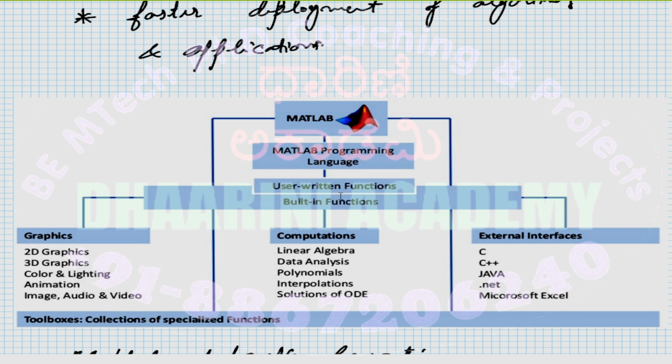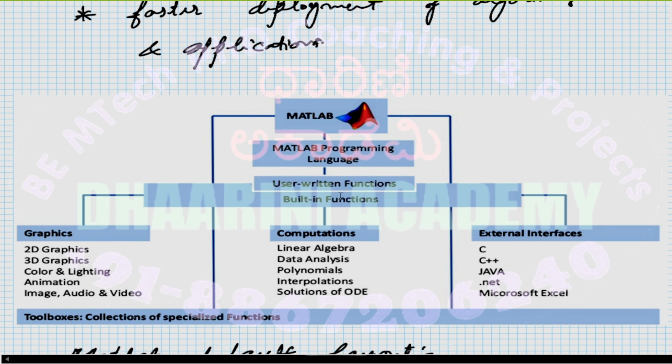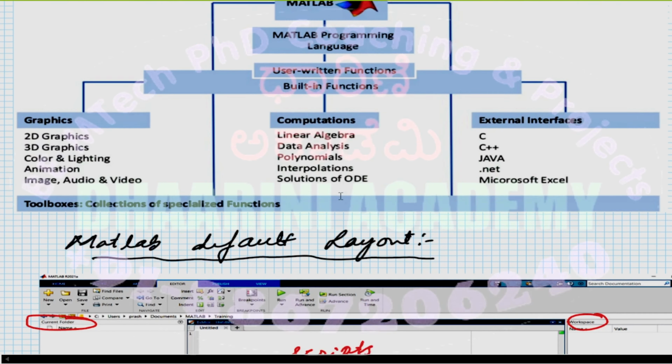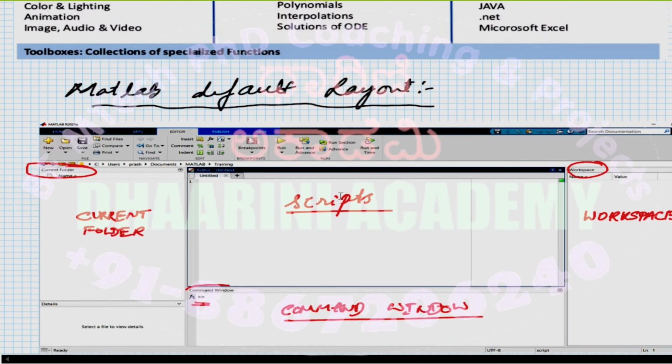Then the third vertical is the external interface, right? Irrespective of the field where you are using MATLAB, we can use these external interfaces to interface MATLAB code with any other type of code. For example, C, C++, Java, .NET, Excel, and Python, etc. I have written only a few of them here. Definitely, we can use any other language.